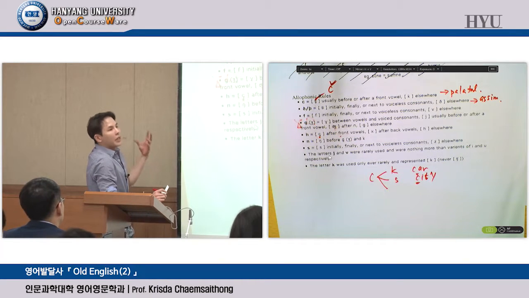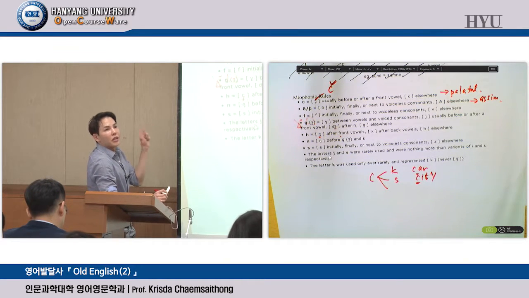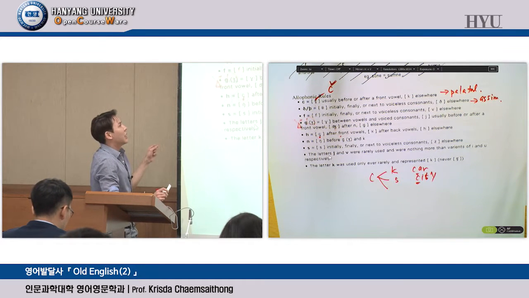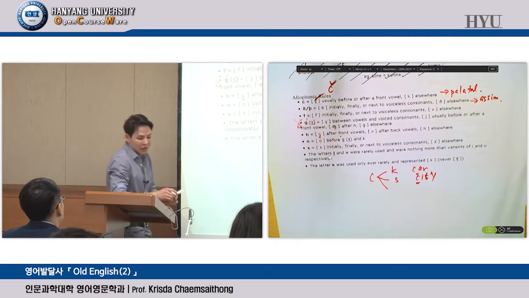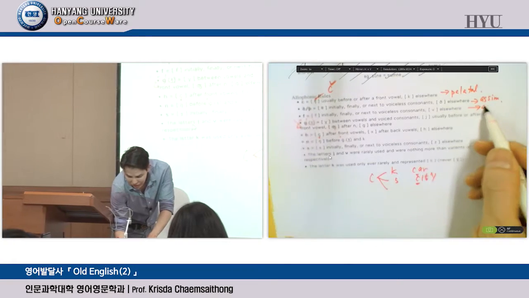And F, same thing. There's no V. Remember, in Old English, there's no V. We don't use the letter V, but there's the V sound, but we don't write it with a V letter. So F can be pronounced as a voiceless sound initially, finally, or next to a voiceless consonant. In other words, it's voiceless if the environment is voiceless. It will become a voiced version, the V version, when it's close to a voiced sound. Okay? So, again, assimilation.